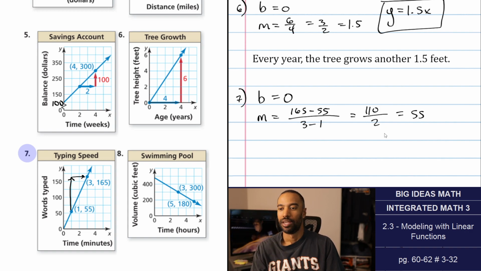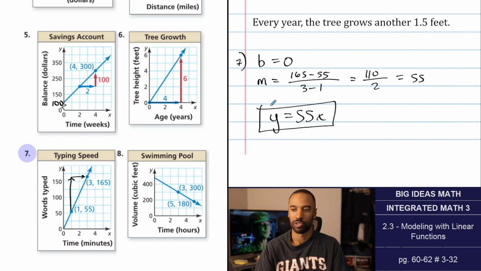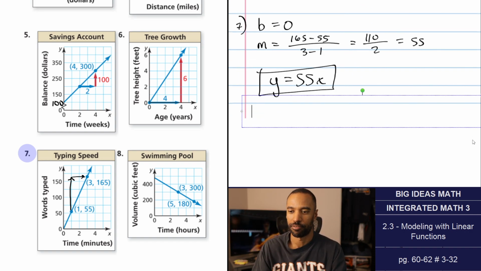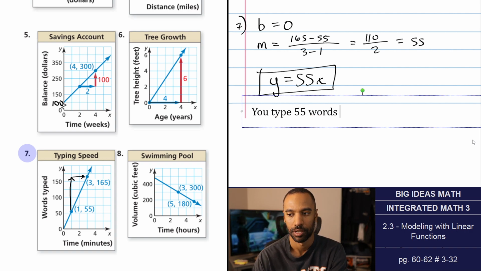We're already there. Now, the equation is y equals 55x plus 0, a directly proportional relationship, which states every minute you type 55 words, you type 55 words per minute.